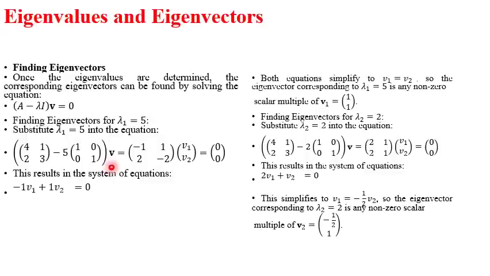Now usually after finding the eigenvalues, the next step will be to find the eigenvectors. So the first eigenvalue is 5. So in order to find the eigenvector, we set the equation in this form. So this is the general form of the equation used to determine eigenvectors. So when the eigenvalue is 5, we just simply substitute 5 for lambda in this equation.